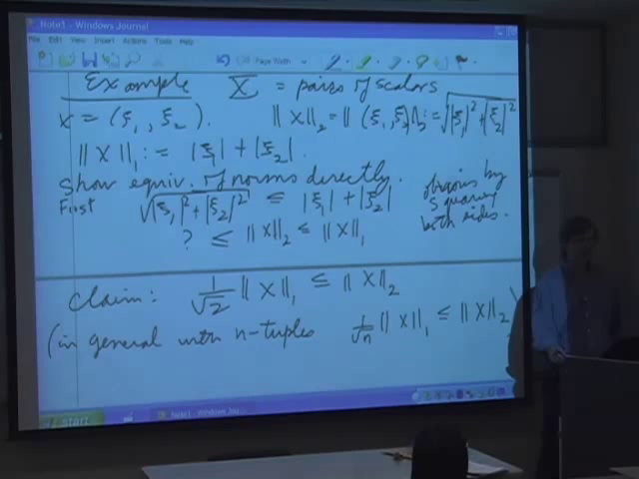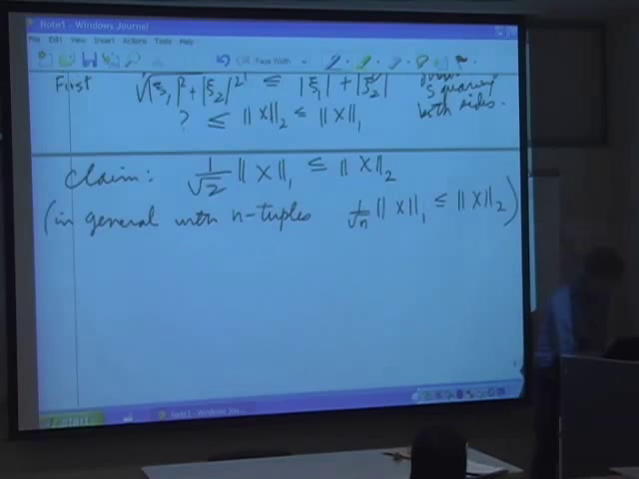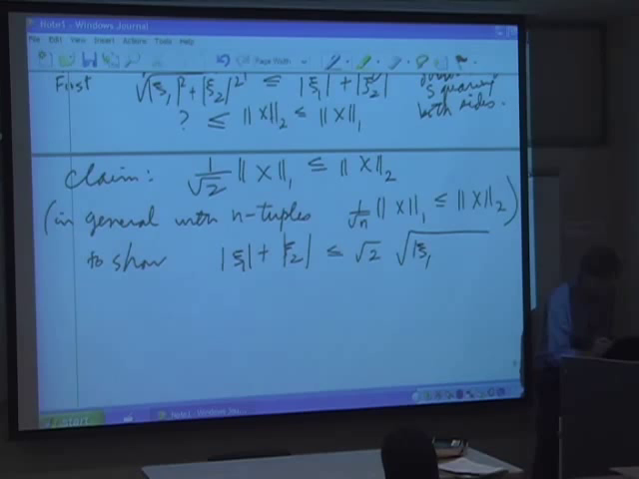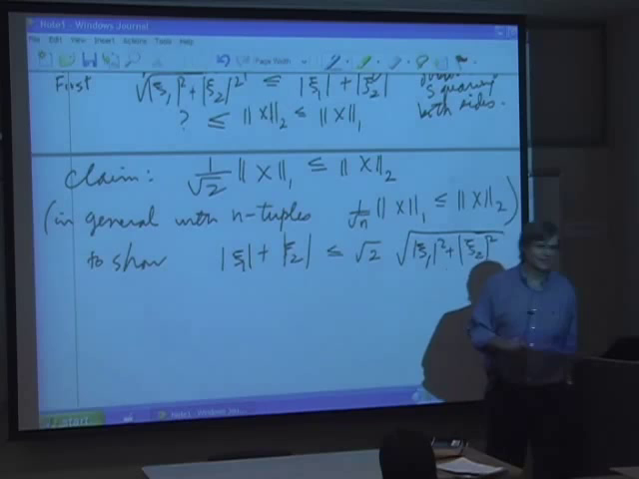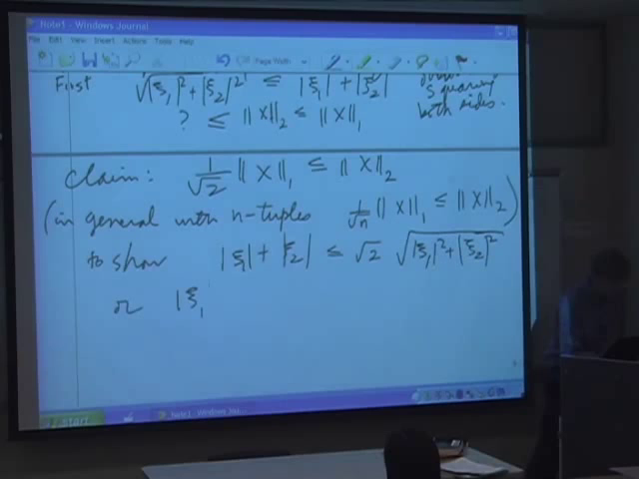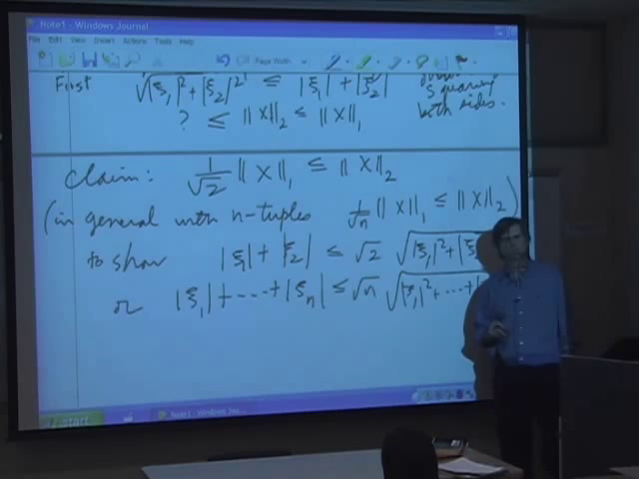Anybody have an idea about that? To show, let's say with n equal to 2, that c1 plus c2 is less or equal to... sometimes the general case has more intuition than the specific case. So c1 plus and so on plus cn is less or equal to the square root of n times the square root of c1 squared plus and so on plus cn squared. Where does that come from?